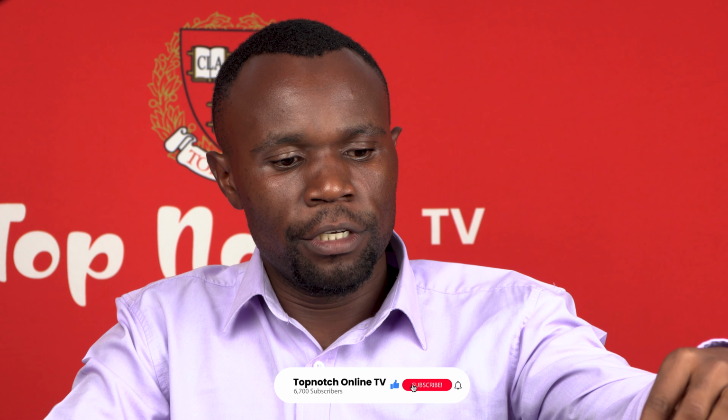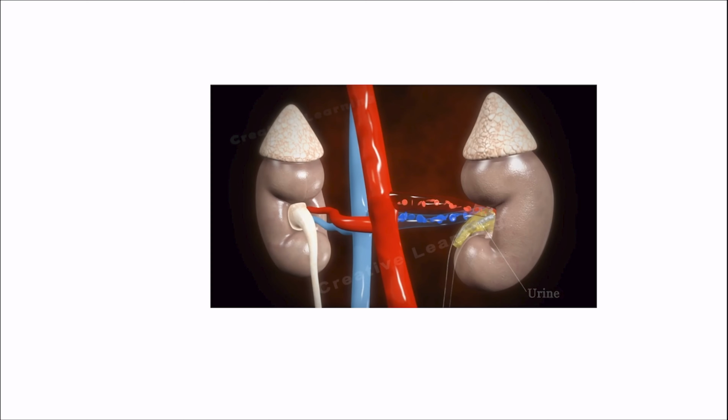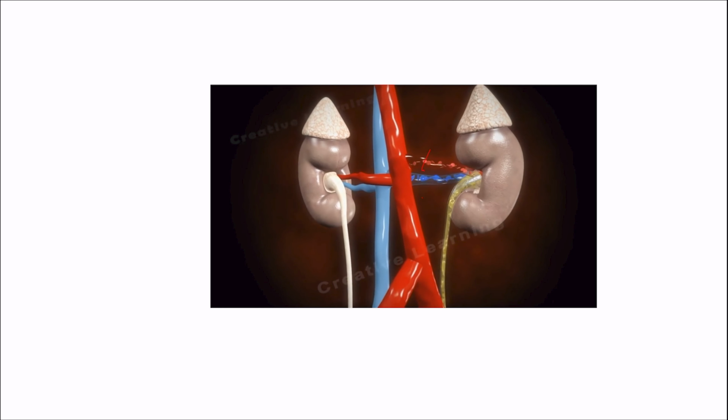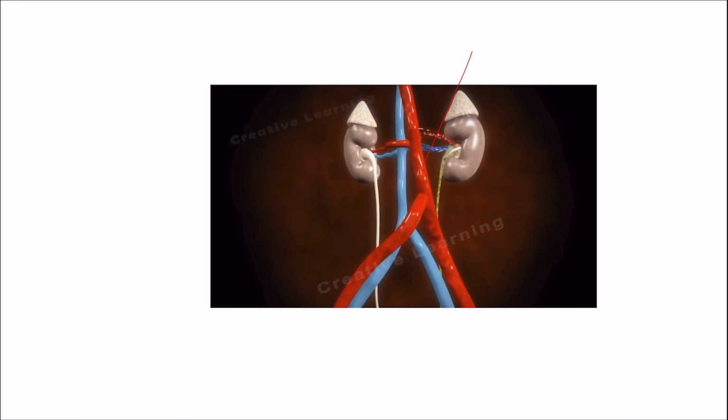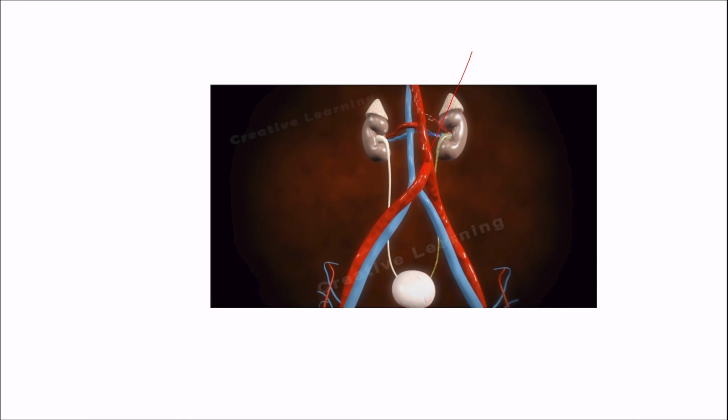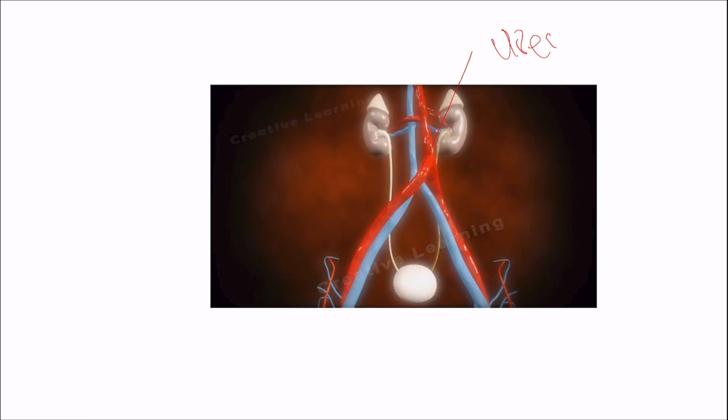we have a pair of kidneys as mammals, and these kidneys are supplied with blood by one of the large arteries, that is the renal artery. The blood coming into the kidney through the renal artery will be rich in oxygen, nutrients, and metabolic wastes. The main metabolic waste being urea.